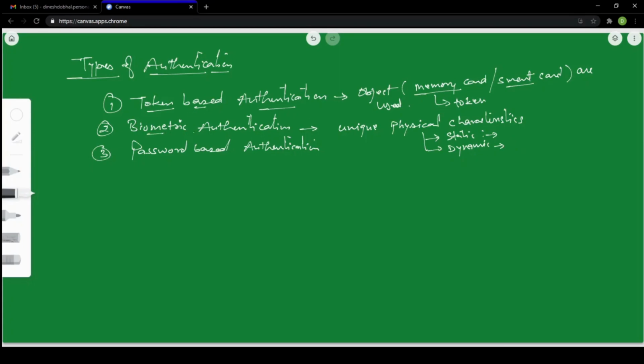So, what is biometric authentication? Biometric authentication is the process in which the individual's identity or user's identity is verified based on his or her unique physical characteristics, which could be static or dynamic. Static characteristics include fingerprint, hand geometry, facial characteristics, retinal characteristics, or iris pattern, whereas dynamic characteristics include voice pattern or signature.